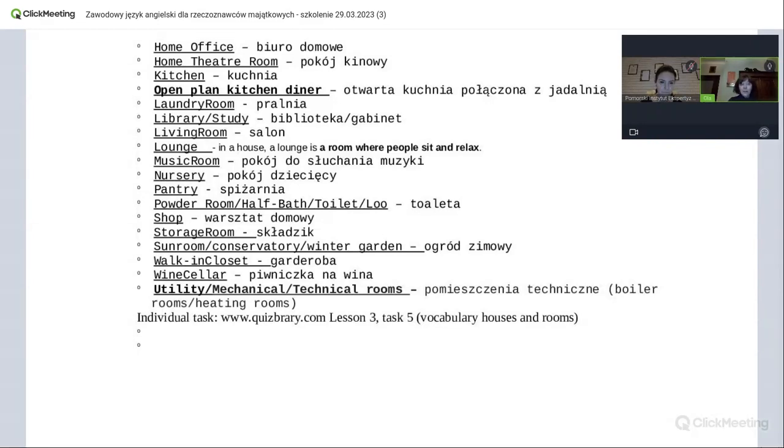Yes. Also, because nowadays garderoba is quite popular, but in English you've got the word closet, but closet is just a kind of wardrobe that you open. It's not a room. But if you put walk-in in front of it, then you have the room into which you can walk and use it. So walk-in closet, it's garderoba. And now using the list, using the dictionary, you can continue and you can do lesson three, task five, houses and rooms, just to practice and learn at the same time.